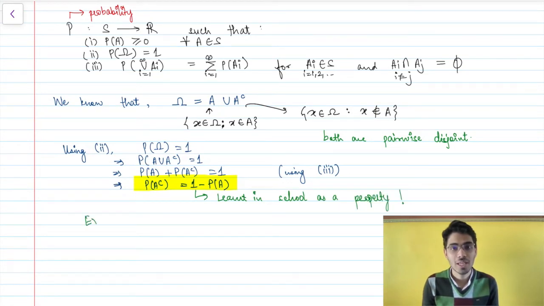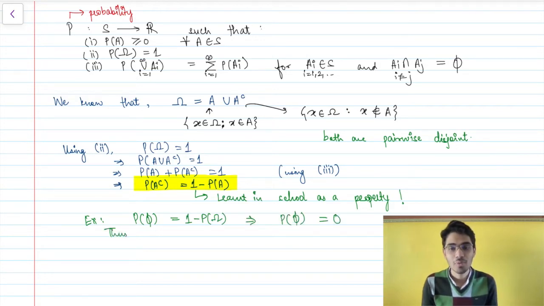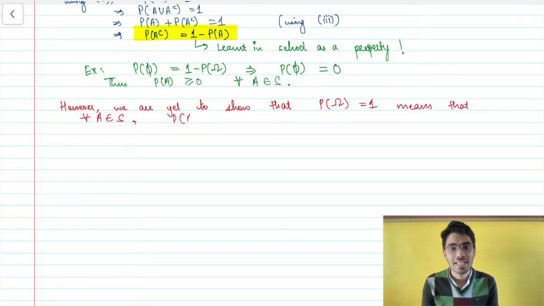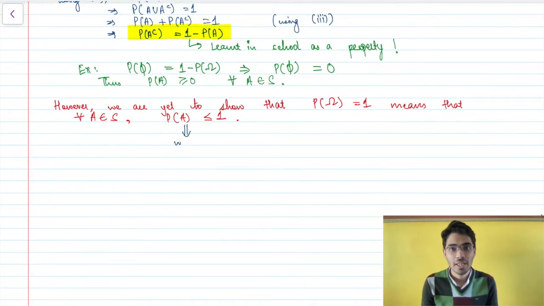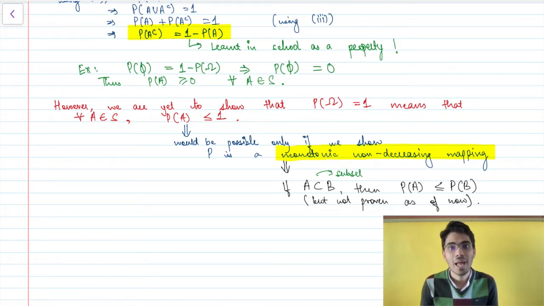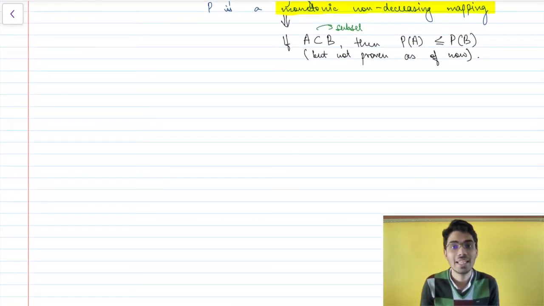From here, you can also substitute A with phi and you can get the probability of empty set to be 0. Thus, probability is non-negative. However, we are yet to show that P of omega equals 1 would imply that for any set A in S, P of A is less than or equal to 1. This would only be possible if we show that P is a monotonically non-decreasing mapping, which would imply that for any set A that is a subset of B, P of A is less than or equal to P of B. So in that case, every set we know is a subset of capital omega, the universal set, and thus if we prove this to be true, we would get that the probability is always less than or equal to 1.